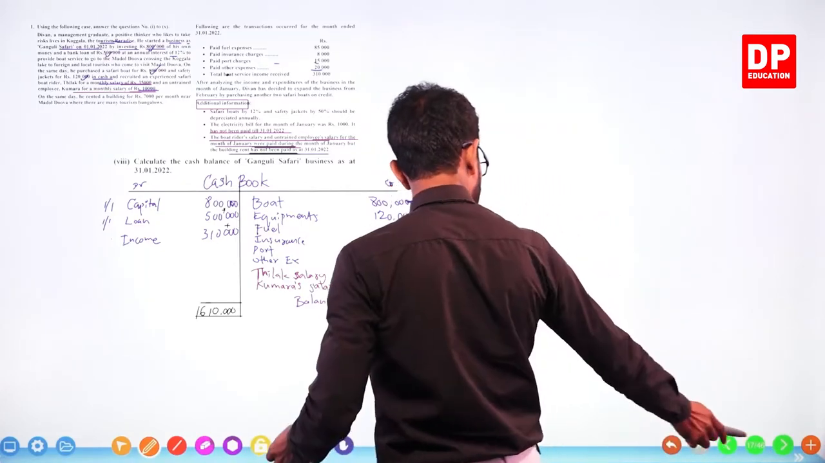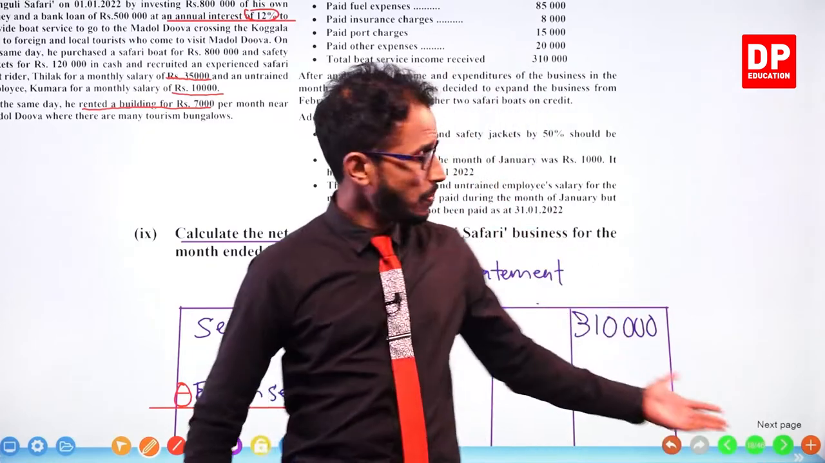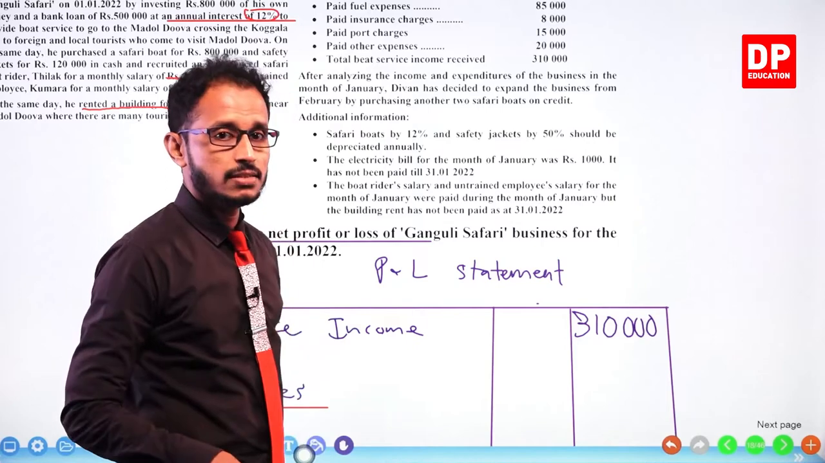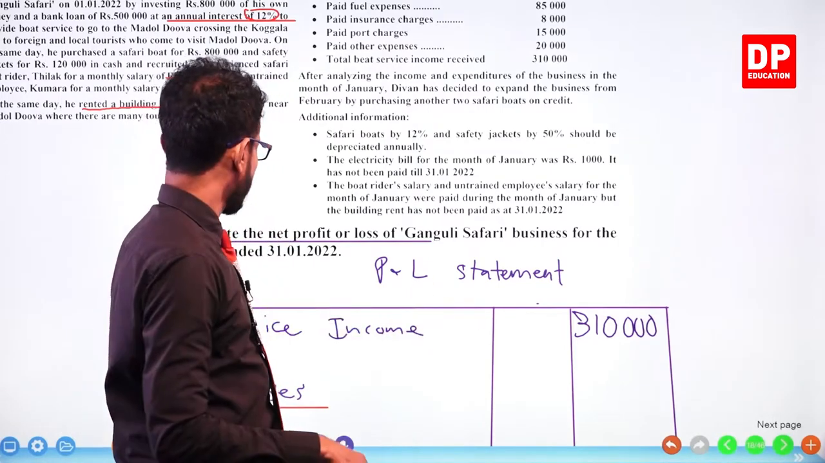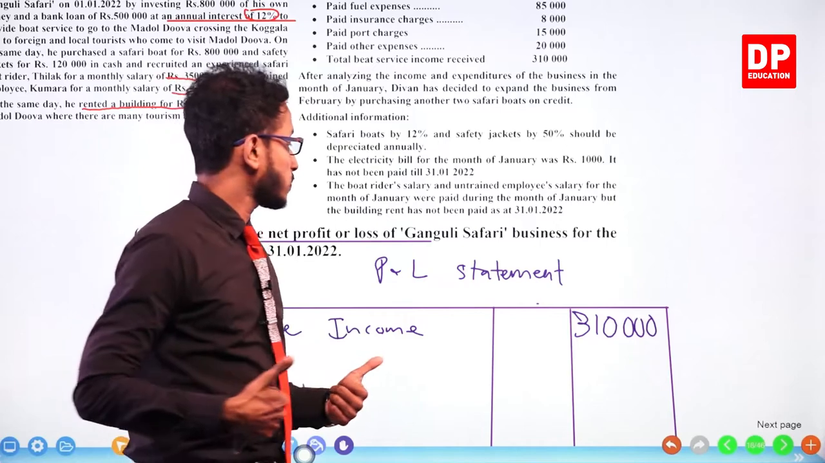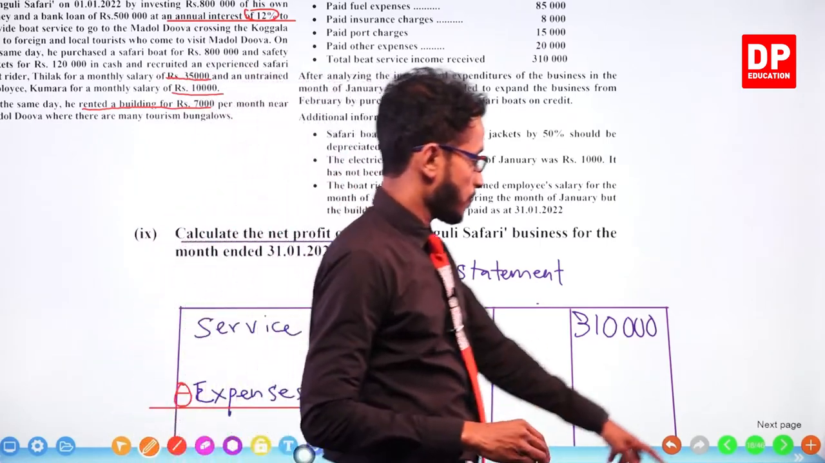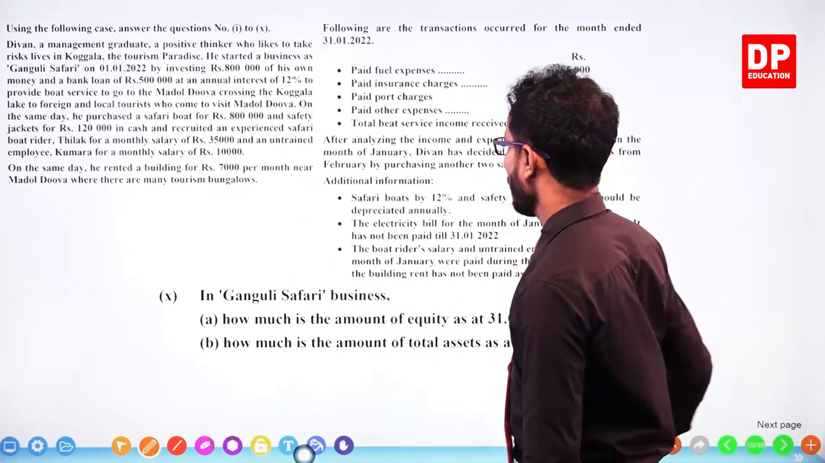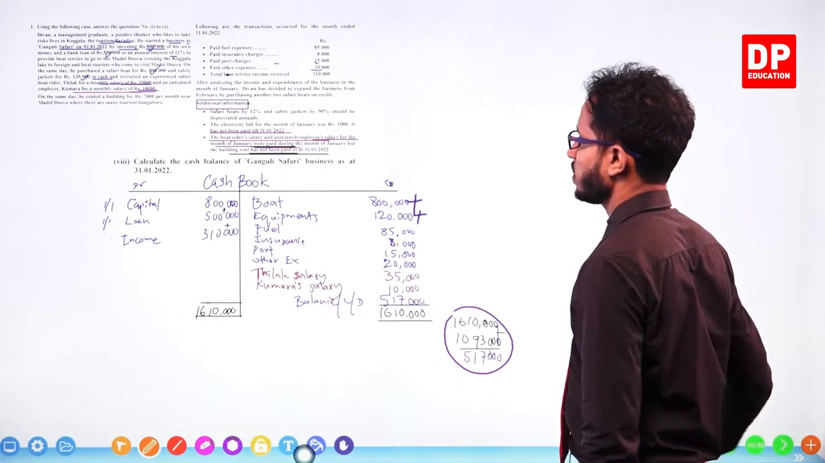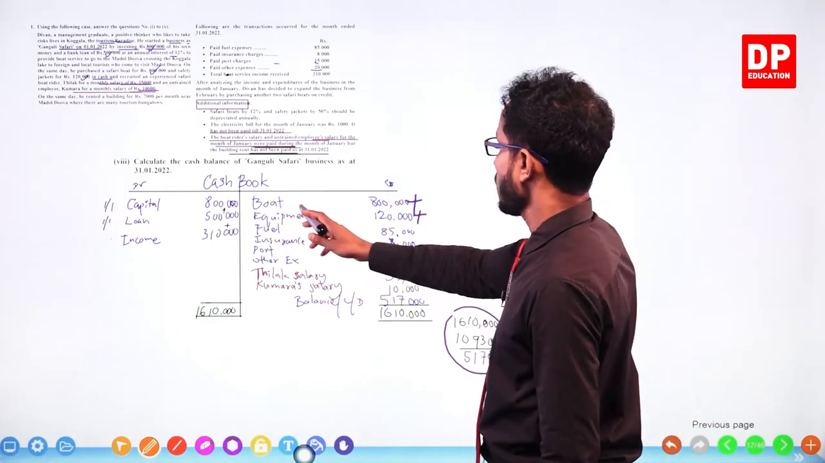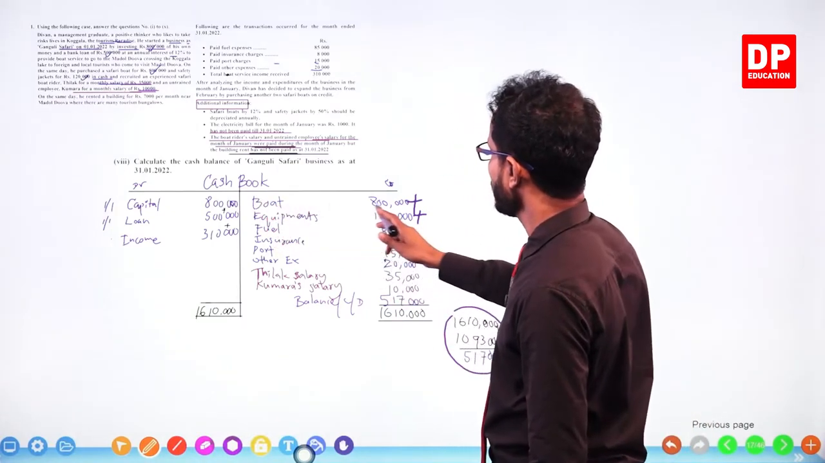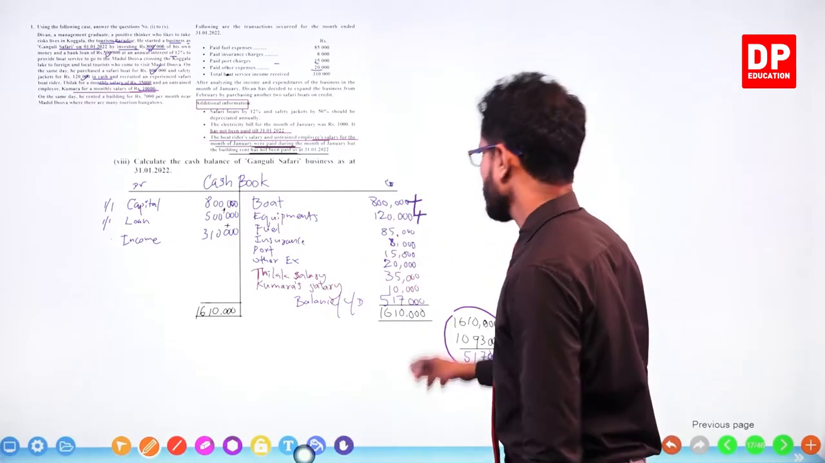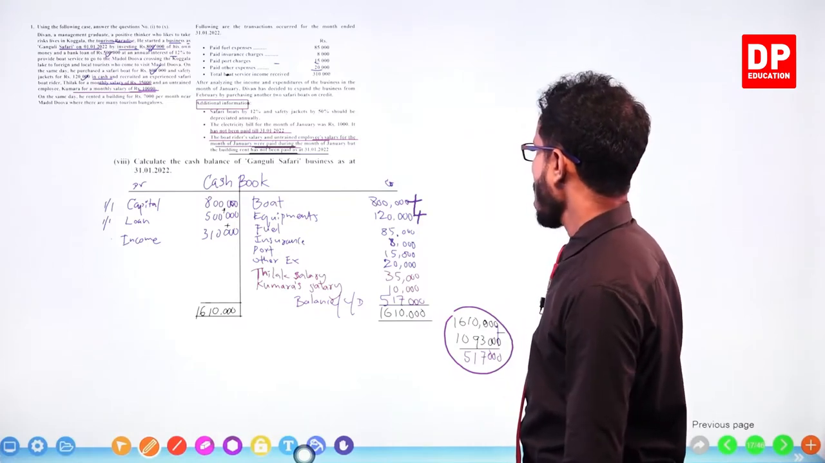You can prepare this statement like a big thing, with ruling and filling in the items. All these things are okay, but for the statement you are not going to get marks. Just find the net profit somehow. This is the easiest way. What is the easiest way? Excluding these two, 800,000 for the boat and 120 for equipment, take the total of expenses.